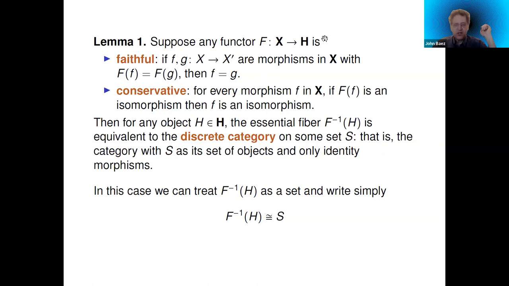So anyway, if you have any old functor, then it turns out that if that functor is faithful, then the essential fibers are posets. A good example would be the forgetful functor from topological spaces to sets. That's a faithful functor, but the essential fibers aren't just sets. They're not equivalent to sets. They're actually posets, because there's a poset of topologies that you can put on.